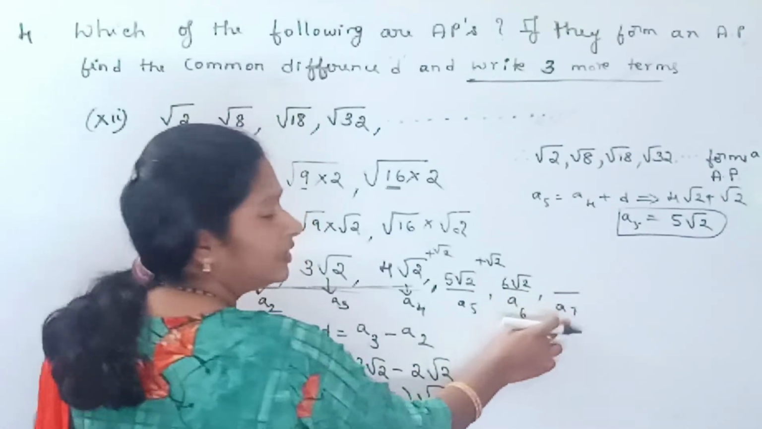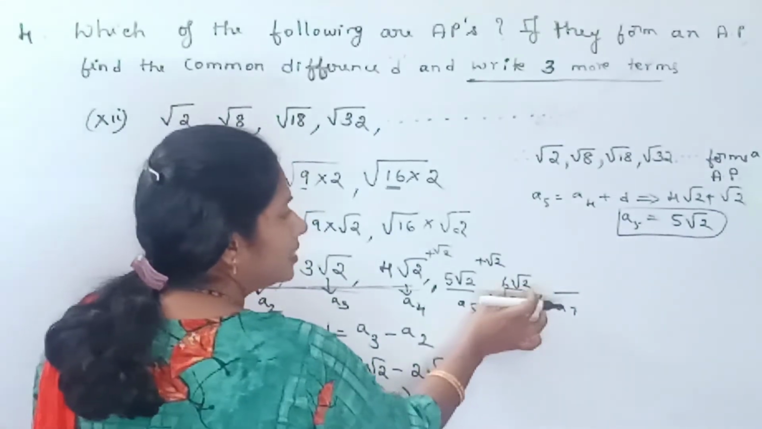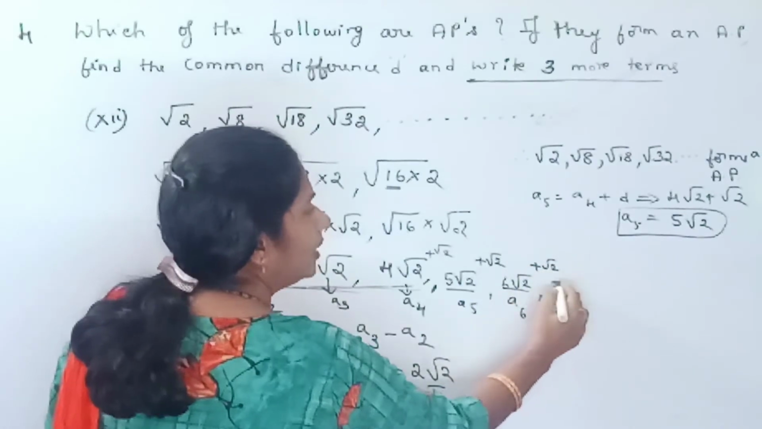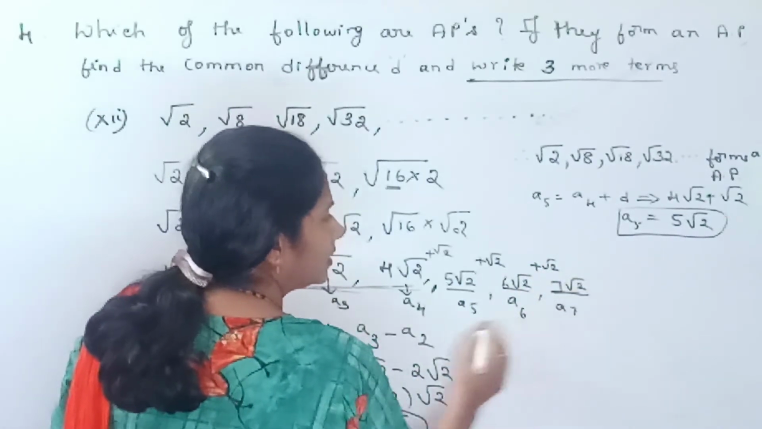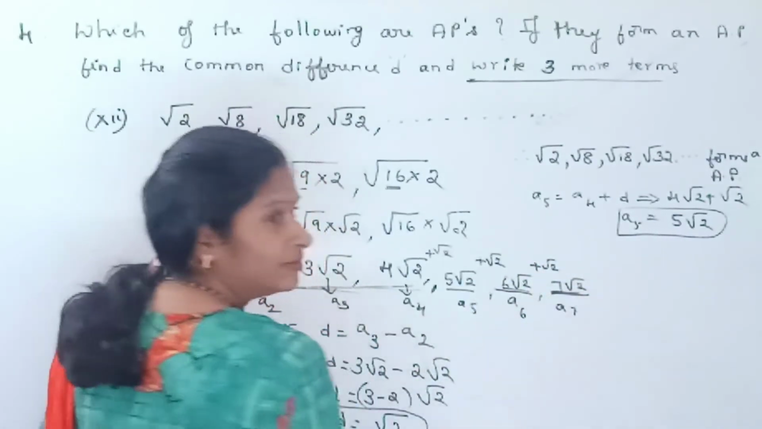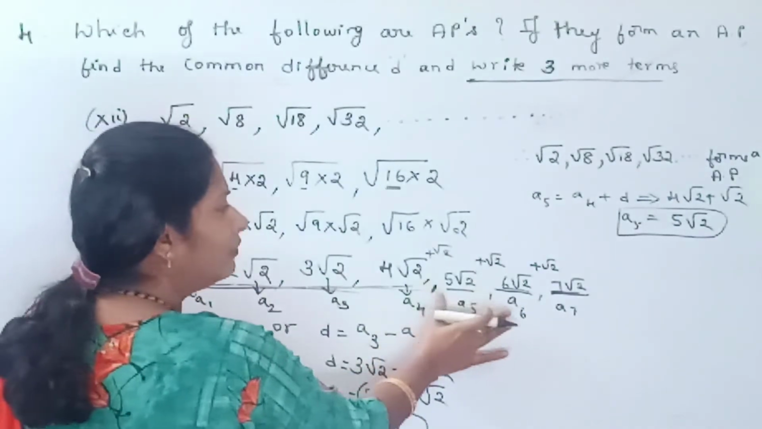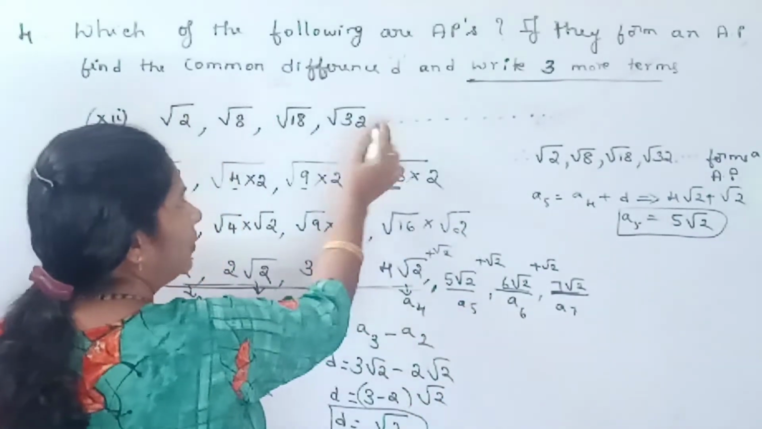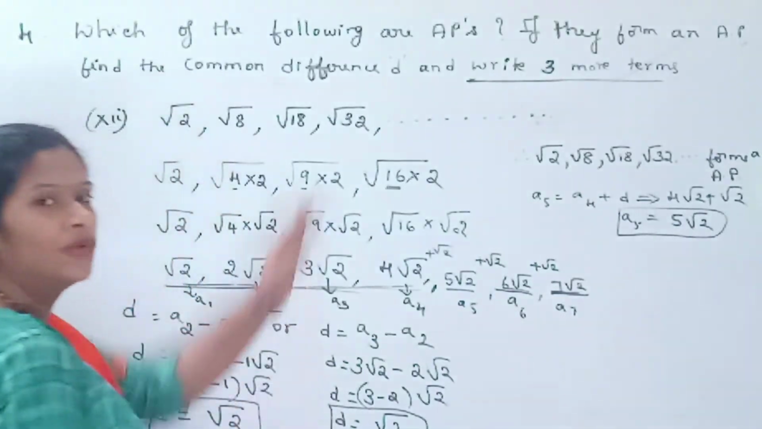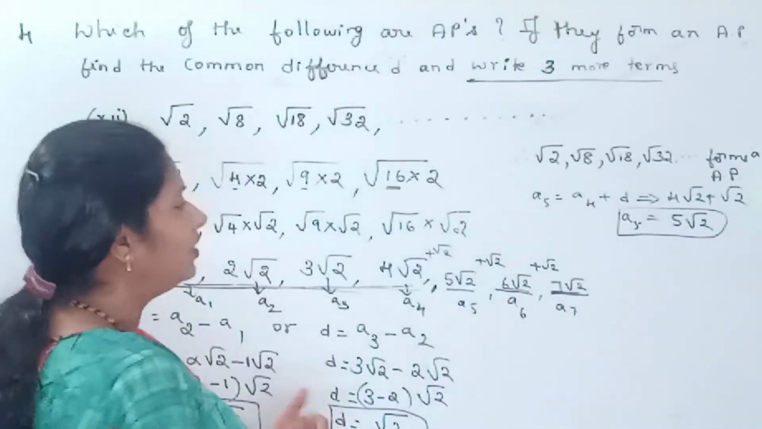Next, the 7th term, how will you find out, children? 6 root 2 plus root 2, it is 7 root 2, isn't it? So these are the next 3 terms here in the simplest form. Now we don't want the simplest form. We have to write after 32 which number comes. You have to write the next 3 terms. How will you write, children?